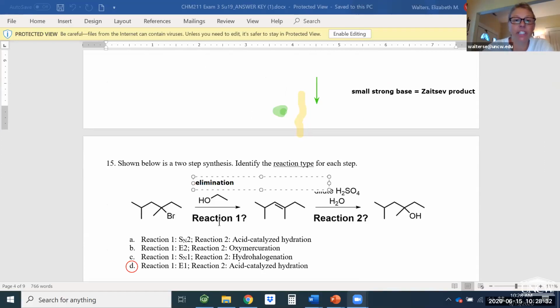And if you look at your answer choices, that takes out A and B. And now, in my opinion, I wouldn't spend a lot of time here worrying about whether this is E1 or E2. I just kind of classify them by the broadest category possible. So this is a hydration, but it's a Markovnikov hydration.